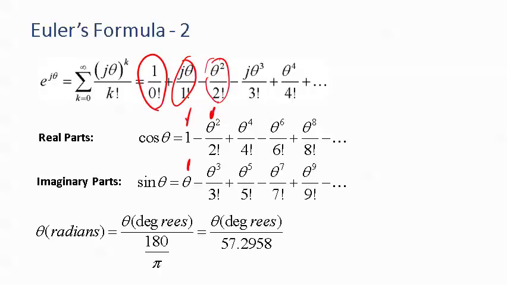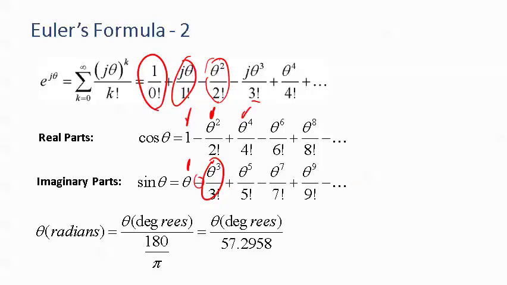Let's look at the next term, actually the fourth term, where we have k equal to 3. And we're going to divide by 3 factorial. And if we take j cubed here, j cubed is minus j. So that's another negative, and it's got a j that's been factored out. And that's our term down here for the sine collection. And if we go to the fourth power for k, we've got theta to the fourth over 4 factorial. And what happens to the j here? j to the fourth power is a plus 1. Okay, so that's a positive real for that term.